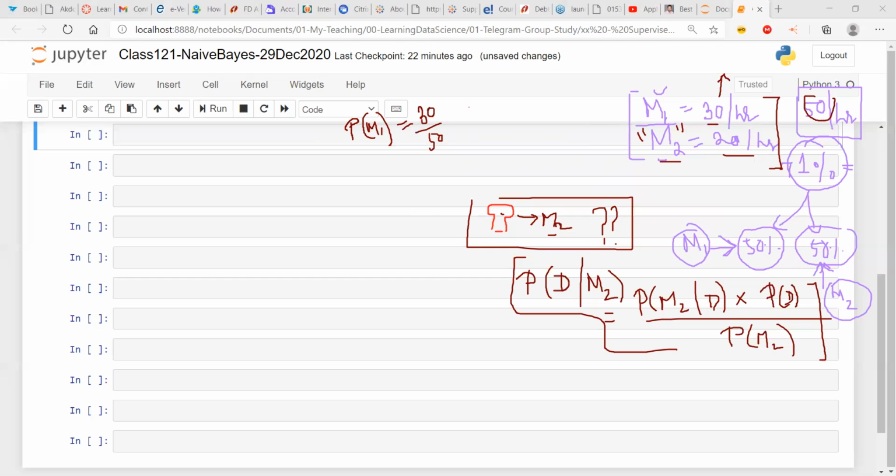30 is my favorable outcome, 50 is the total outcome. Hence, the answer is going to be 0.6, right? Obviously, if probability of M1 is 0.6, then probability of M2 is what? 0.4, right? Because I have only two machines. You can also verify this: probability of M2 is going to be 20 divided by 50, that will be equal to 0.4, right?